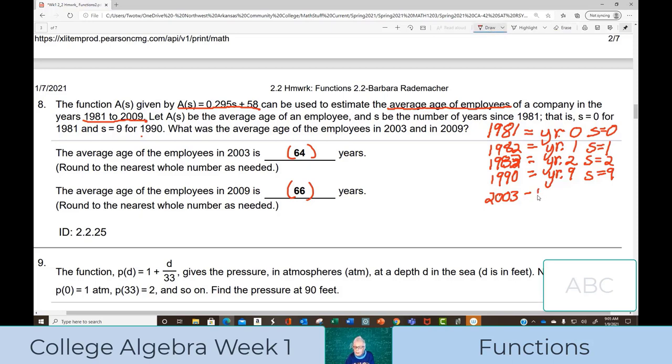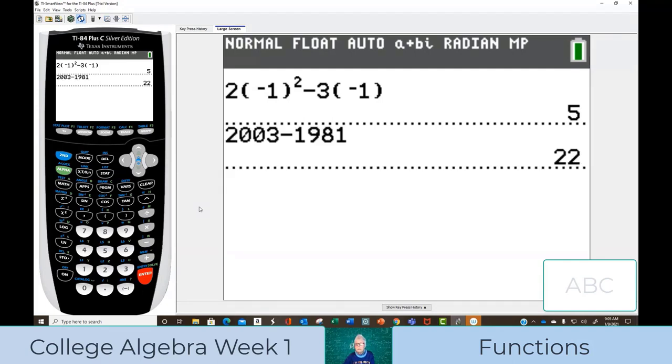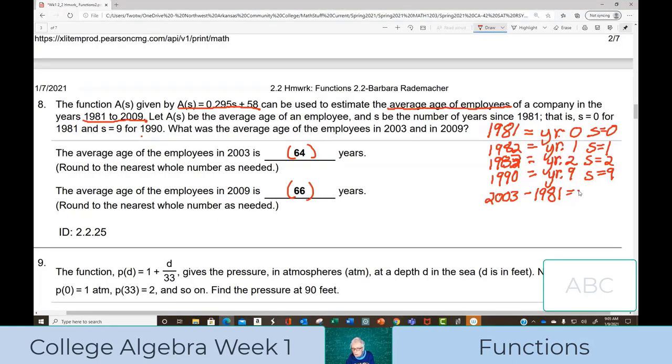2003 minus the start year, 1981, is going to be, well, get your calculator and say 2003 minus 1981. It's 22 years. Cool. It is going to be year 22, which means we'll have S equals 22.